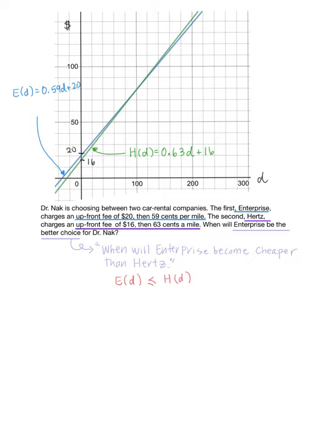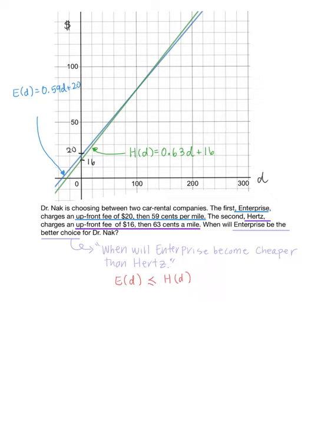So let's examine the graph a little bit. I know it's really hard to see, I apologize. The blue line is our Enterprise cost line. Right now, at the very beginning, notice that the Enterprise cost is a little bit more than Hertz, which is denoted by the green line. So what we need to find out is when that blue line is going to be below the green line. Basically, we're looking for the points of intersection between these two lines, where the blue line is lower than green. So where would that be?